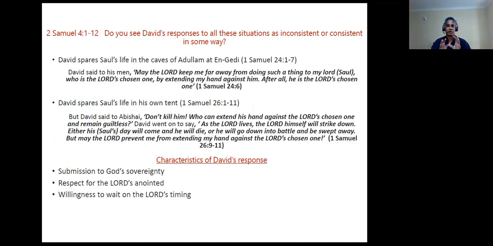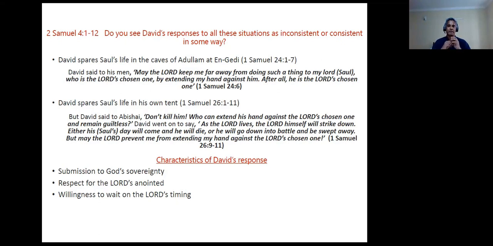First, we will look at the situation. We will take 2 situations together. The 2 situations from 1 Samuel, where David spares Saul's life. And I'm just picking on David's words. The first time when he has Saul within his grasp in the cave, David tells his men, "May the Lord keep me far from doing such a thing to my lord," that is Saul, who is the Lord's chosen one, "by extending my hand against him. After all, he is the Lord's chosen one." That is first. That's how David sees it when he had an opportunity to kill Saul in the cave.